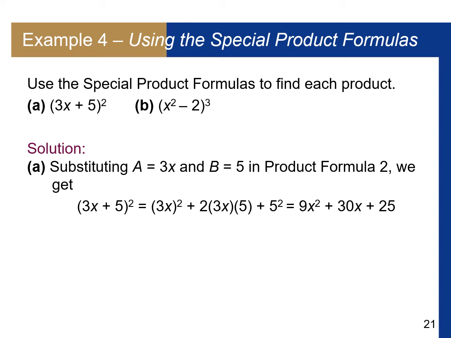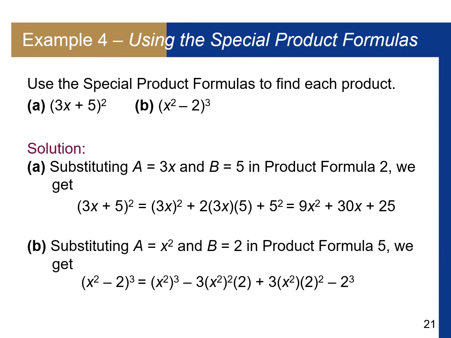The second one, similar. My a is x squared. My b is 2. And then I have a cubed, so I know it is minus. If you know it's minus and you're using the alternate sign rule, you don't have to worry about whether the 2 is positive or negative.